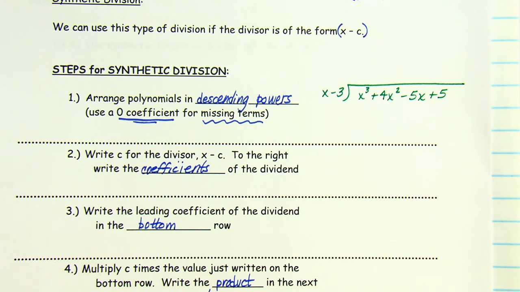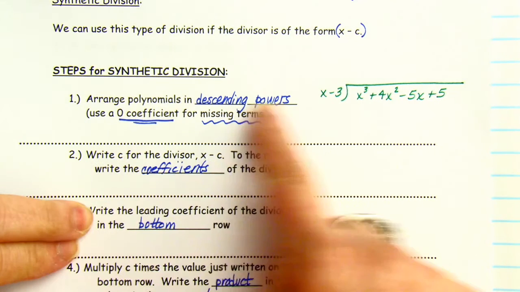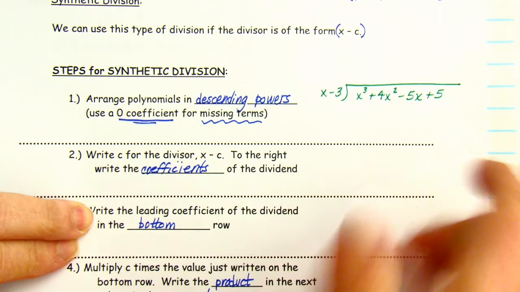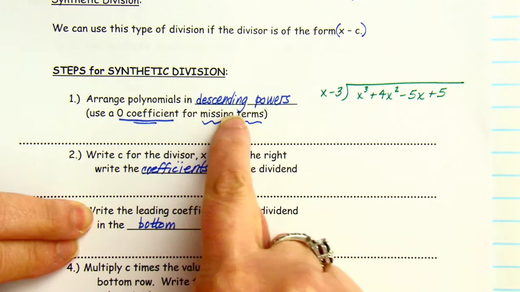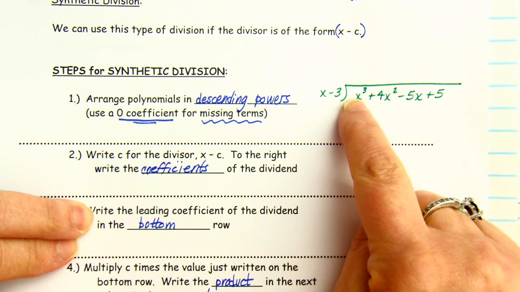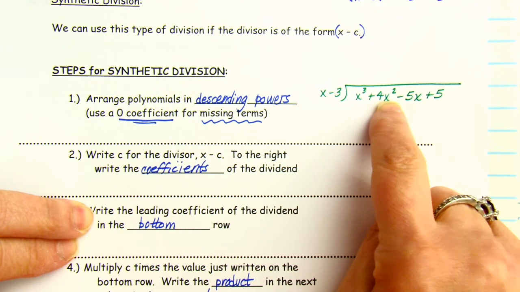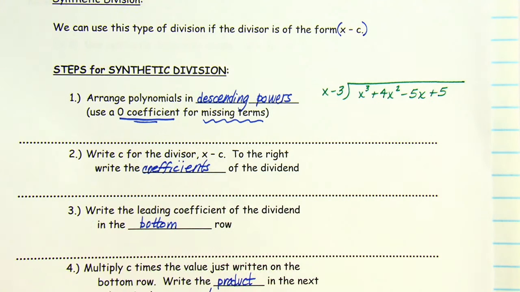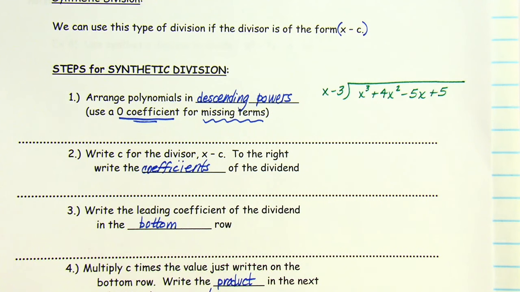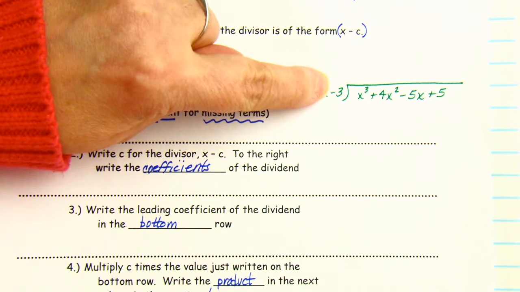I need to identify what c is in my next step, and then I need to identify the coefficients. All right, so arrange polynomials in descending powers. 3, 2, 1, none. It's arranged. Am I missing any terms? Third power, nope. Cubic, quadratic, linear, constant. I'm not missing any terms, so I'm good. So now I'm going to identify what c is. The value of c here is not -3, +3.